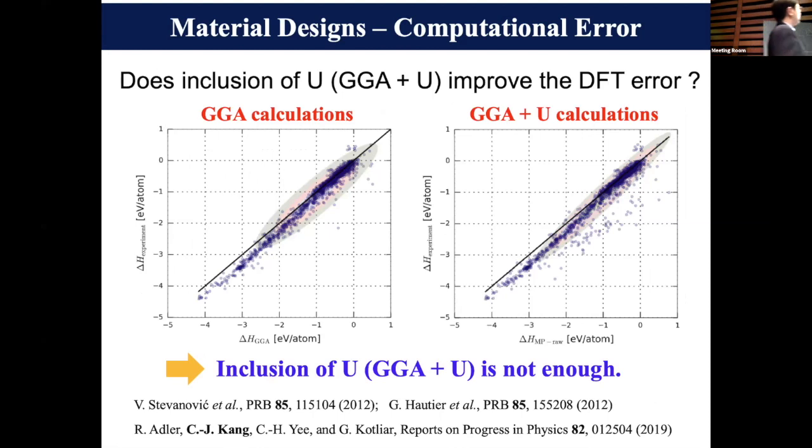Then the following question could arise naturally: does inclusion of the on-site Coulomb U, so-called GGA plus U, improve the DFT error? The following figures give an answer. The left-hand side figure shows the GGA calculation, and the right-hand side figure shows the GGA plus U calculation. The GGA plus U calculation still has significant deviation from the perfect match line. So inclusion of U is not enough. We need empirical correction further.